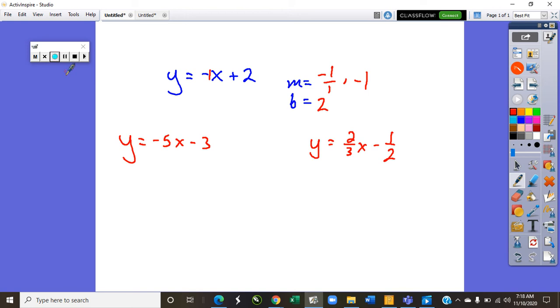I'm going to pause the video for a second, and I want you to, or Mr. Stevens can pause it, I want you to take a moment and find the y-intercept and the slope of each of those.